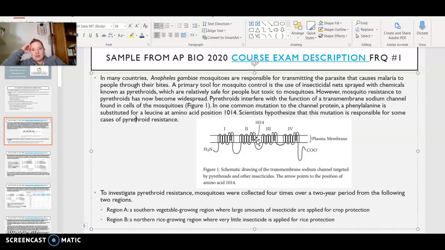The insecticide normally works if the mosquito has a leucine at that site, but if some of them get the mutation and have phenylalanine, now they have resistance.